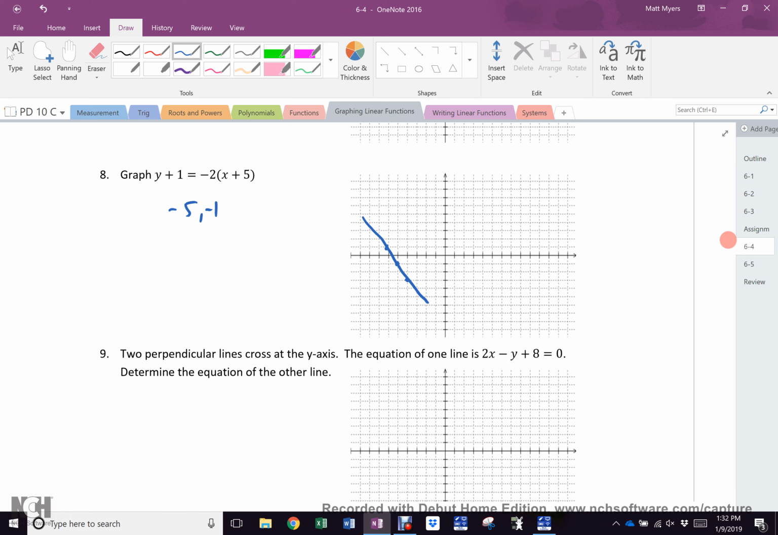Now, number 9. All of you just said that you had no problem with slopes and perpendicularity, yes? Well, 2 perpendicular lines cross at the y-axis. That's a lot of math in there, isn't there? Yeah, but then what do we know? y equals mx plus b. All right. We know y equals mx plus b. Yes, you can do that.